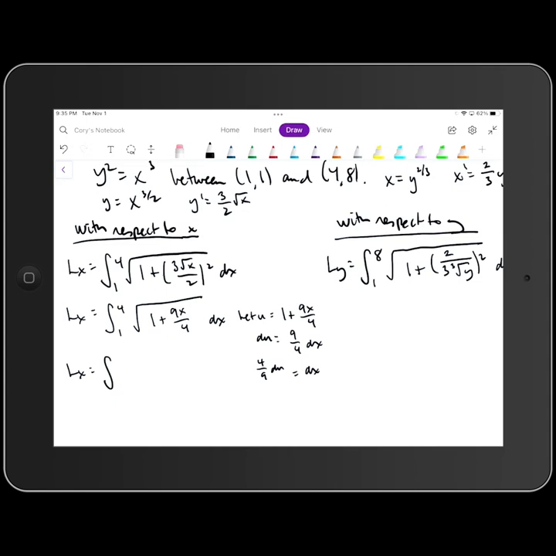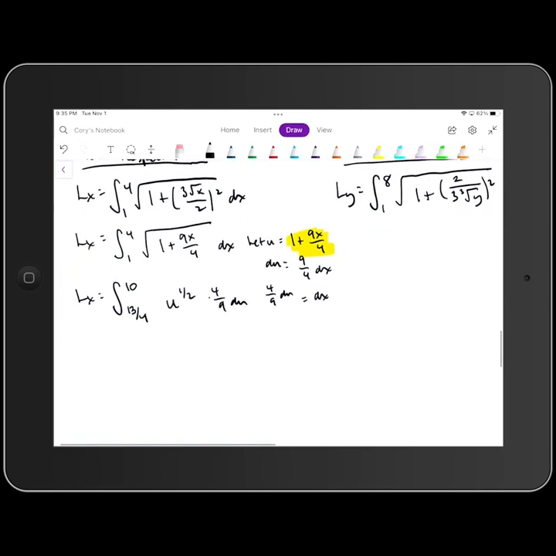So when I input the limits of integration into this function here, when I plug 1 in, we're going to get 1 plus 9 over 4, which is 13 over 4. And then when I plug 4 in, we're going to get 1 plus 36 over 4, which is 1 plus 9, which makes the upper limit 10. The function that I'm integrating becomes rad u, which I'm going to rewrite as u to the 1/2 power. And then we're going to replace dx with 4/9 du.